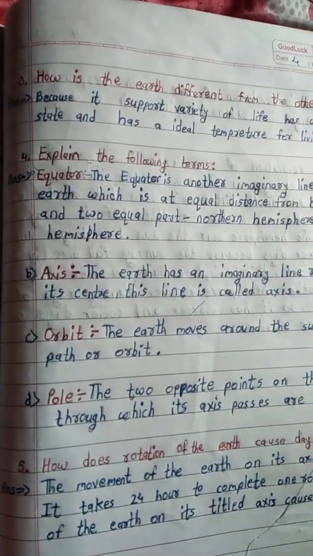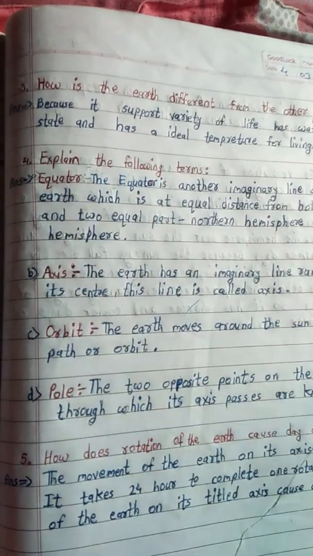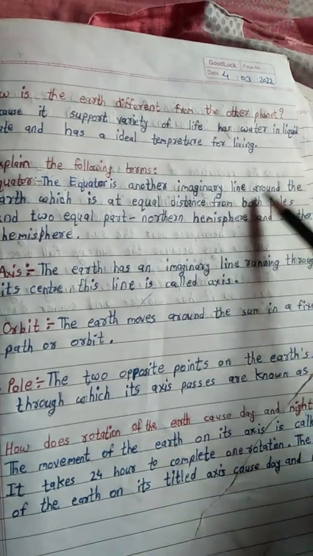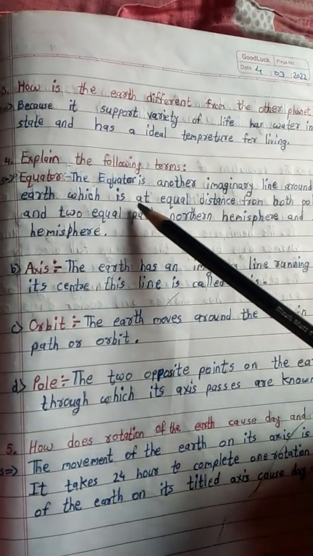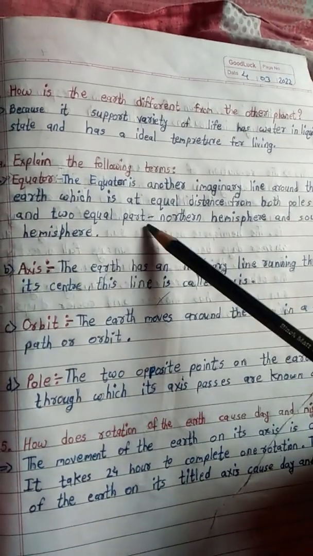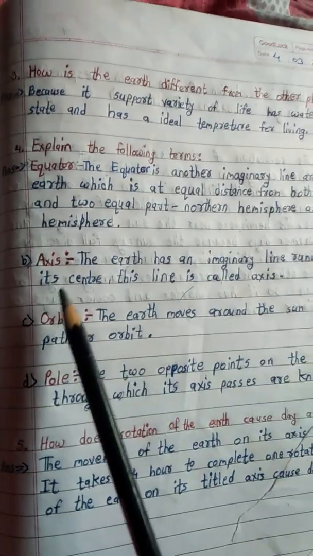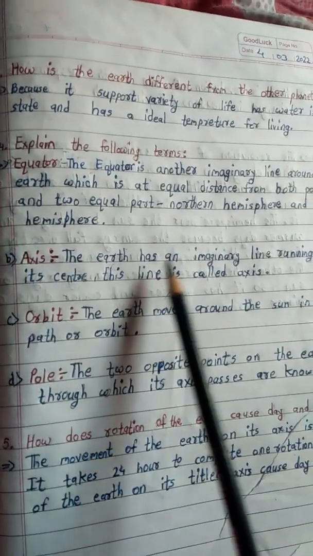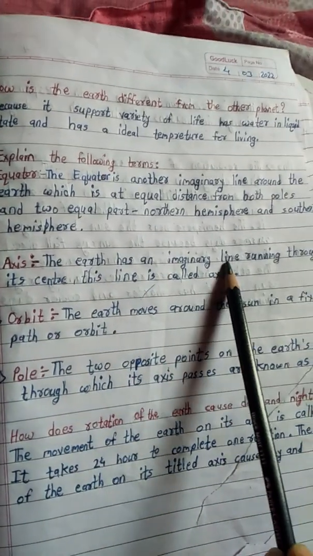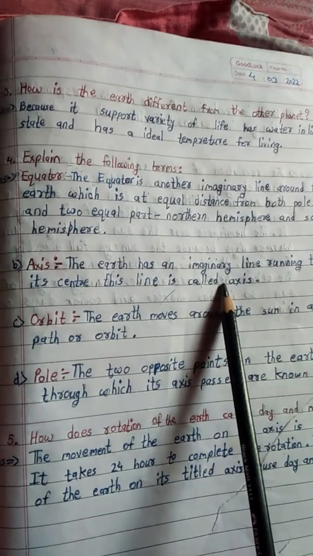Then number 4 is: explain the following terms. First is equator. The equator is an imaginary line around the Earth which is at equal distance from both the poles and divides the Earth into two equal parts, the northern hemisphere and the southern hemisphere. Axis. The Earth has an imaginary line running through its center. This line is called the axis.